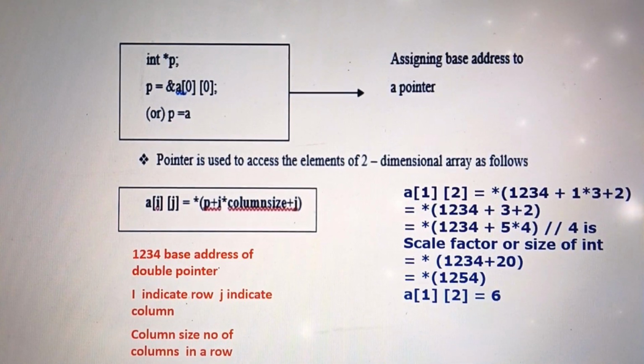In which column do you want to print? That is first row, which column? Which column means the second column. Then 3 plus 2 is equal to 5.